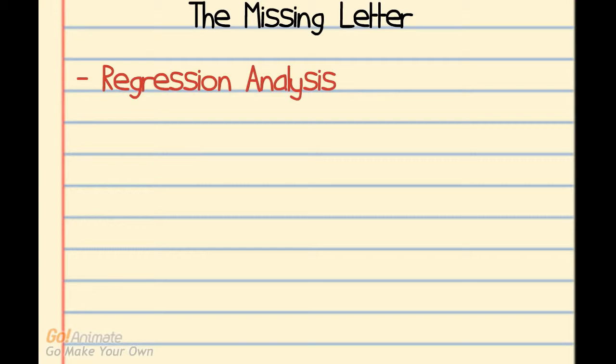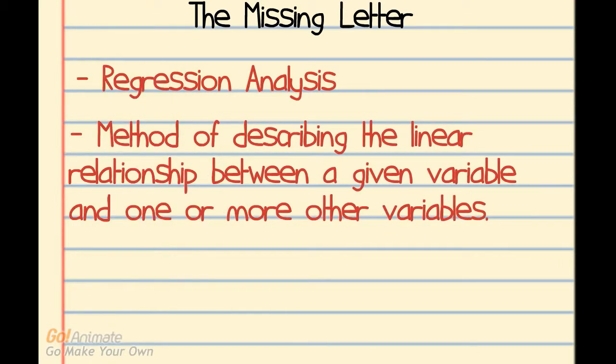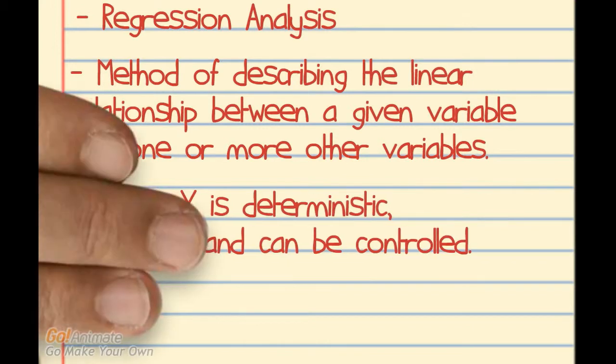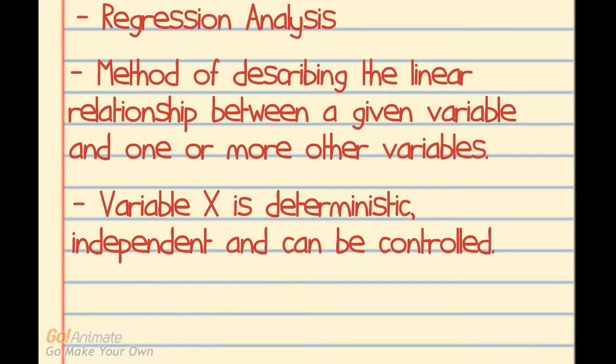Regression analysis is a method of describing the linear relationship between a given variable and one or more other variables. In this case, you are looking for a letter that shows the relationship between two variables. The first variable, x, is deterministic. It is independent and assumed to be controllable.